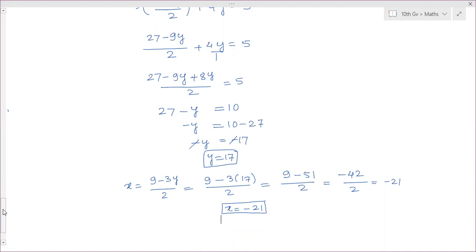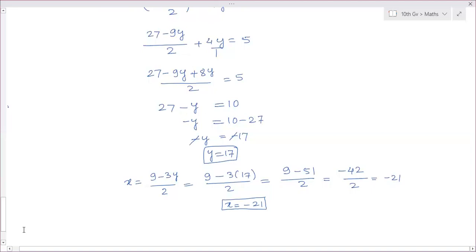Completed? Yes, ma'am. Everyone have finished? Then solve the second equation by the same method.